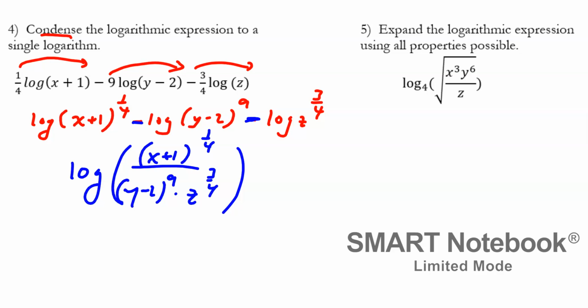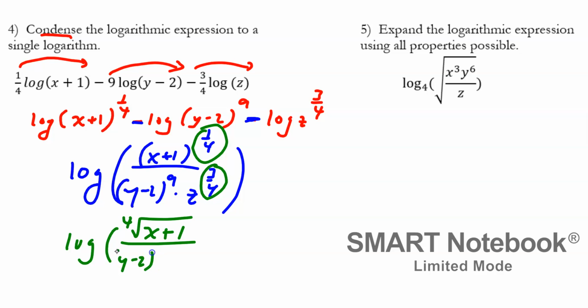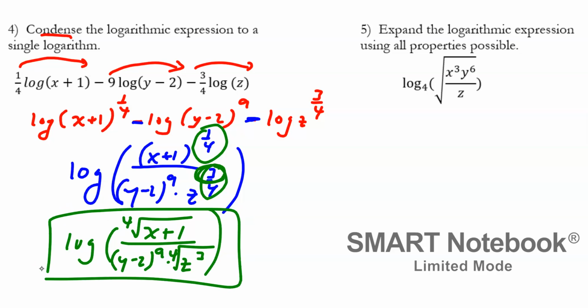And the last thing we need to do is simplify these roots into radicals. So we'd have log of, so 1/4 means a 4th root. So on the top, we have the 4th root of x plus 1. Then we have y minus 2 to the 9th. And here, this is some nice review here. This really means the number on the bottom, again, represents the root. So we have a 4th root of z, but this 3 means that I'm raising z to the power of 3. So it would be the 4th root of z to the 3rd. So this is my final answer because everything's written as a radical now, and we have a single logarithm.